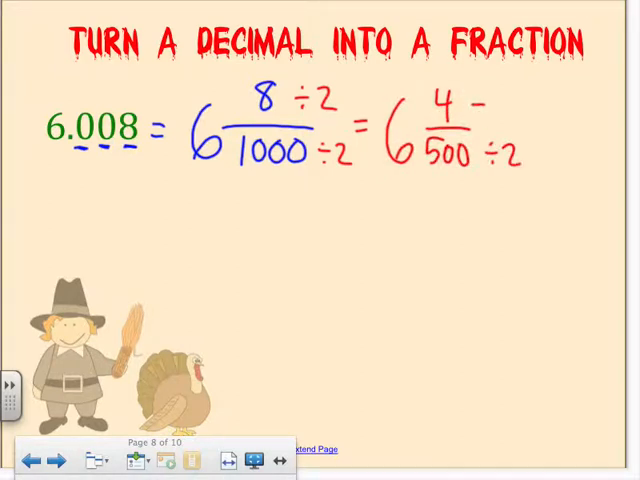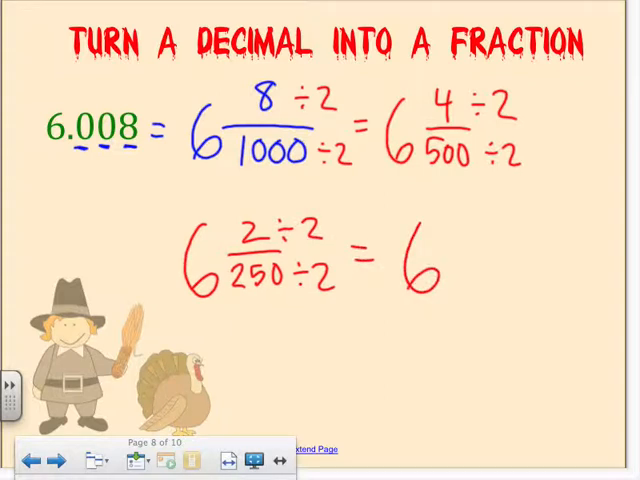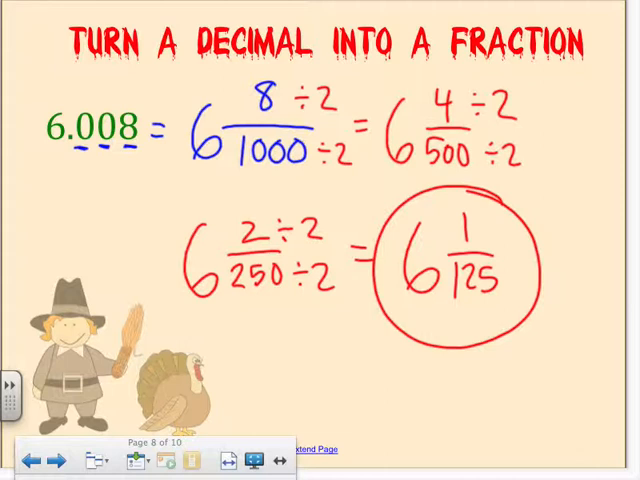So divided by 2 again. Don't forget that 6 is still there. And then again, divided by 2 one last time. 6 and 1/125ths. So there's our decimal converted into a mixed number.